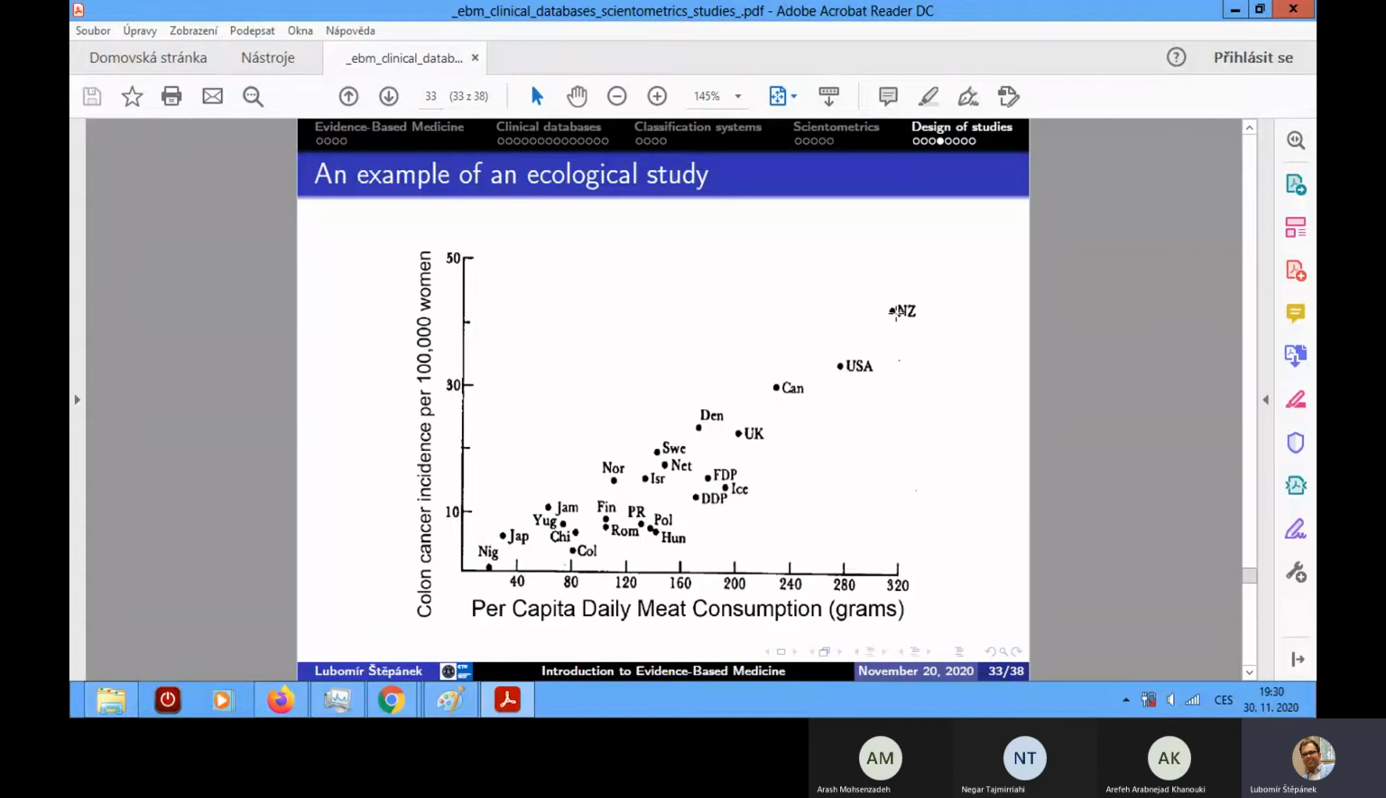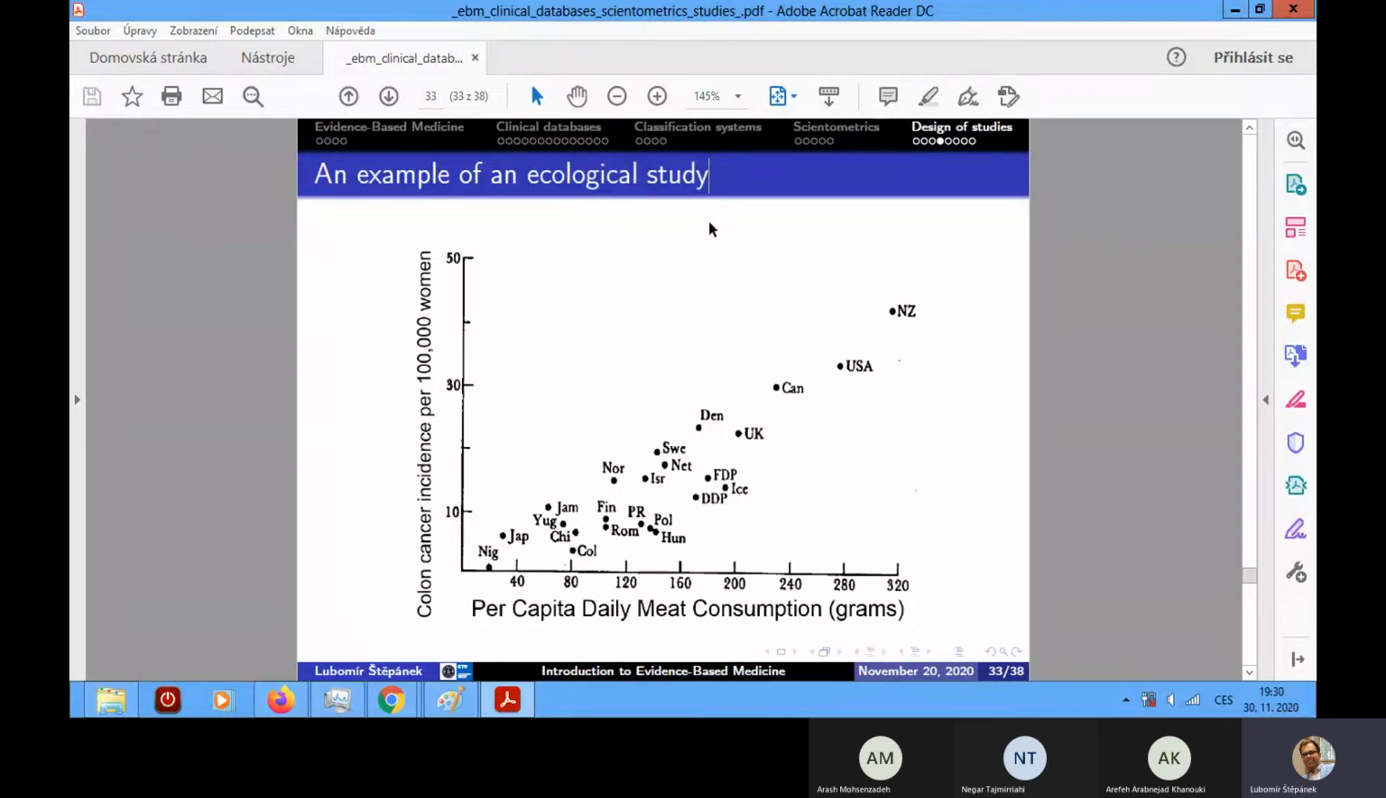And still for New Zealand, there is the colon cancer incidence per 100,000 women. There's, I don't know, maybe 60 cancer incidence in this amount of women here. So if you consider the shape of this cloud of points, it seems that there's some kind of trend. The more per capita daily meat consumption in grams, the higher the colon cancer incidence per limited number of women. So this seems like a relatively strong result of the study.